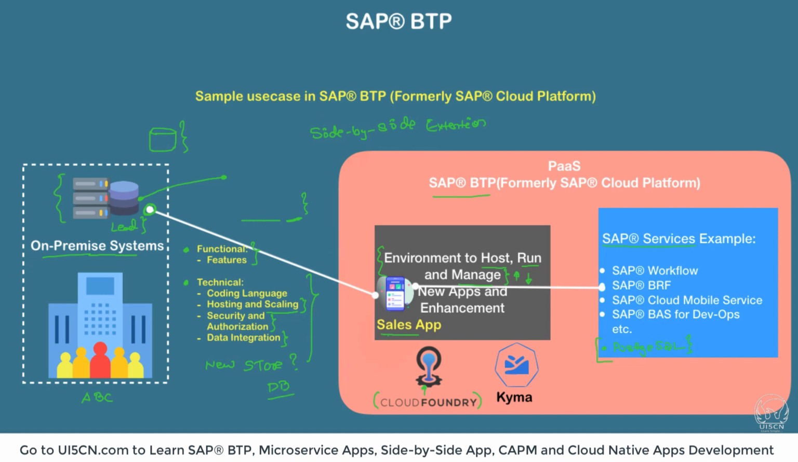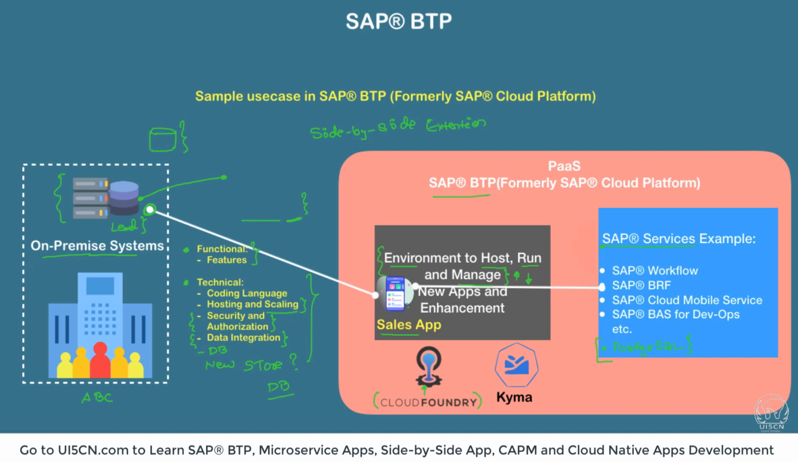So just to sum up what we have covered, we gave you a simple example of a sales lead management application and the challenges which an architect or a technical person might face, and why the need for this environment is there. And the environment basically provides a place for the application to be hosted, to be run and managed. And if there is a need for security, authorization, data integration or a database, all that can be provided to this application with SAP services.